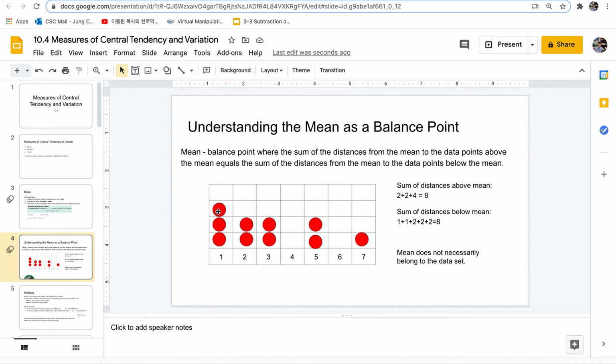Or you can do it this way too. 1 plus 1 plus 1 plus 2 plus 2 plus 3 plus 3 plus 5 plus 5 plus 7, divided by how many dots are there? 10, so divided by 10 and you get 3. Okay, all right.